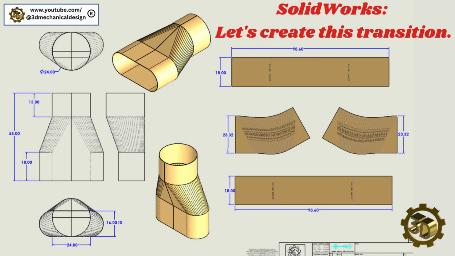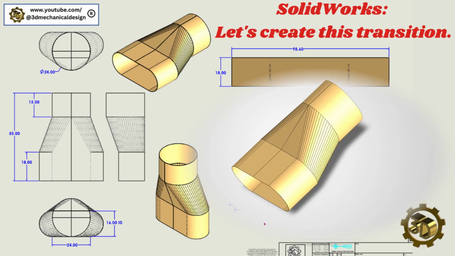Welcome, SolidWorks designers. In this video, we'll create an air duct transition from a circular to an oval profile with an offset using SolidWorks sheet metal tools.